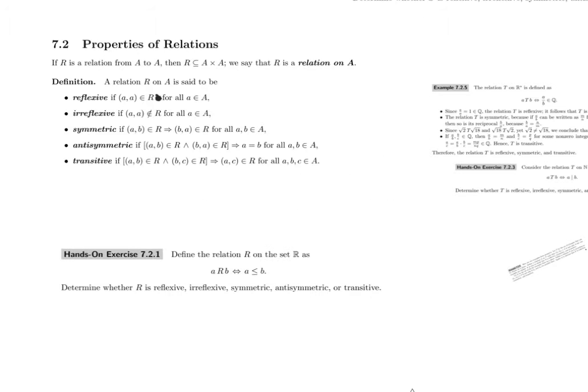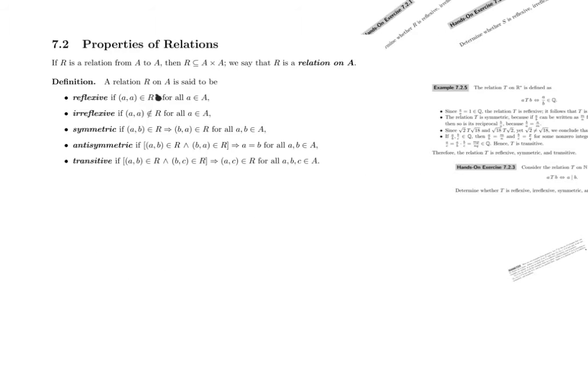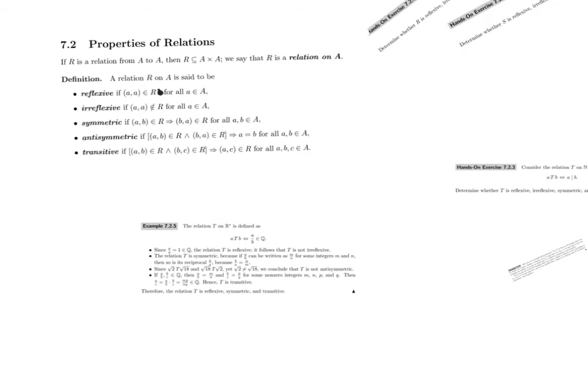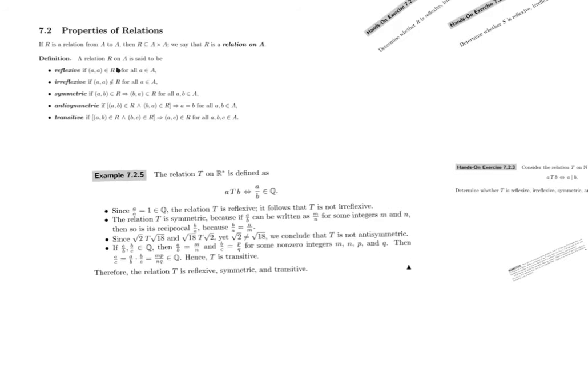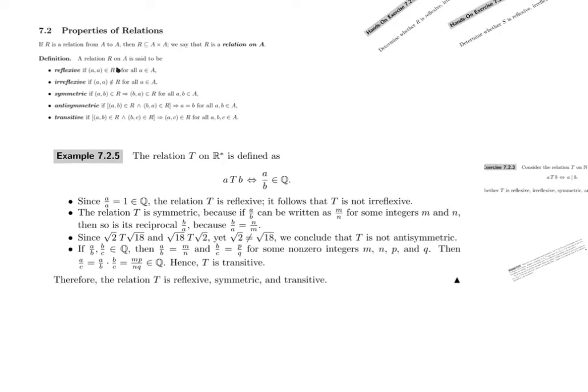Let's look at some more examples. And we'll keep these definitions as handy references. Let's say we have a relation T defined on the set of positive real numbers given by A is related to B if and only if A over B is rational.